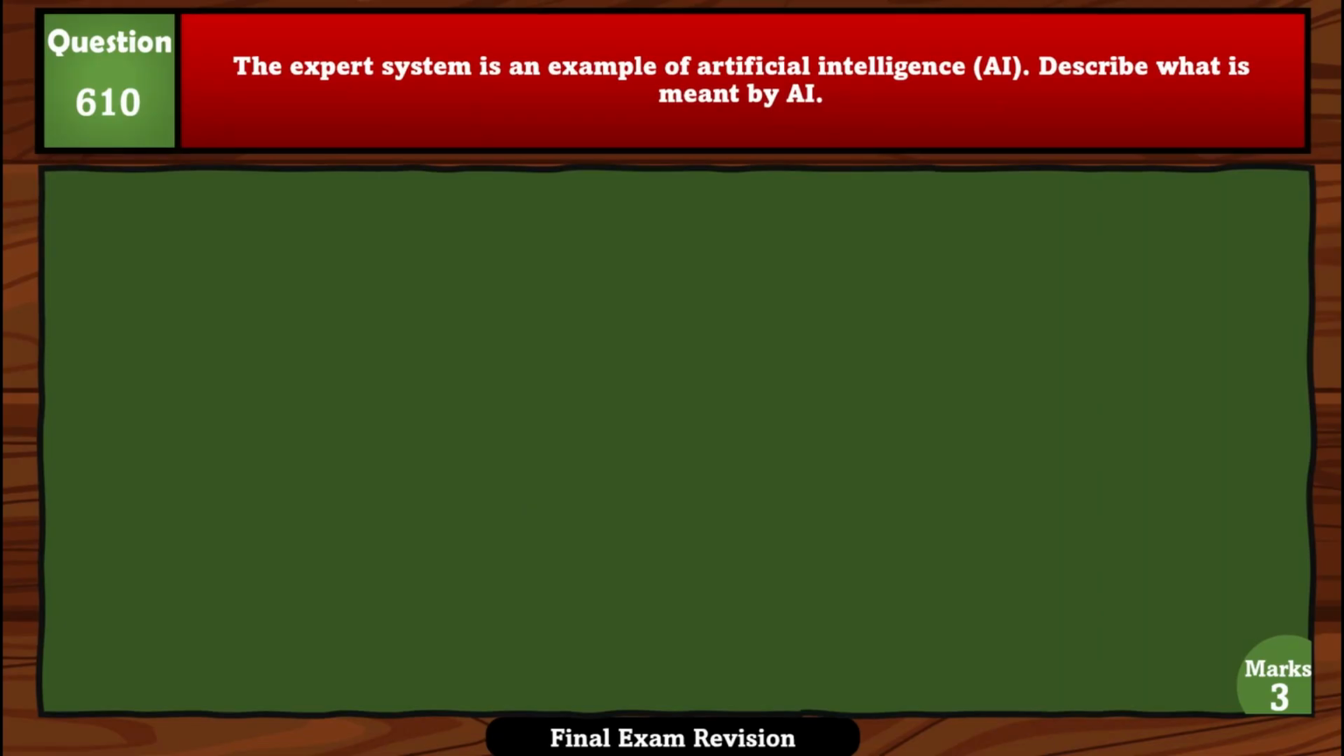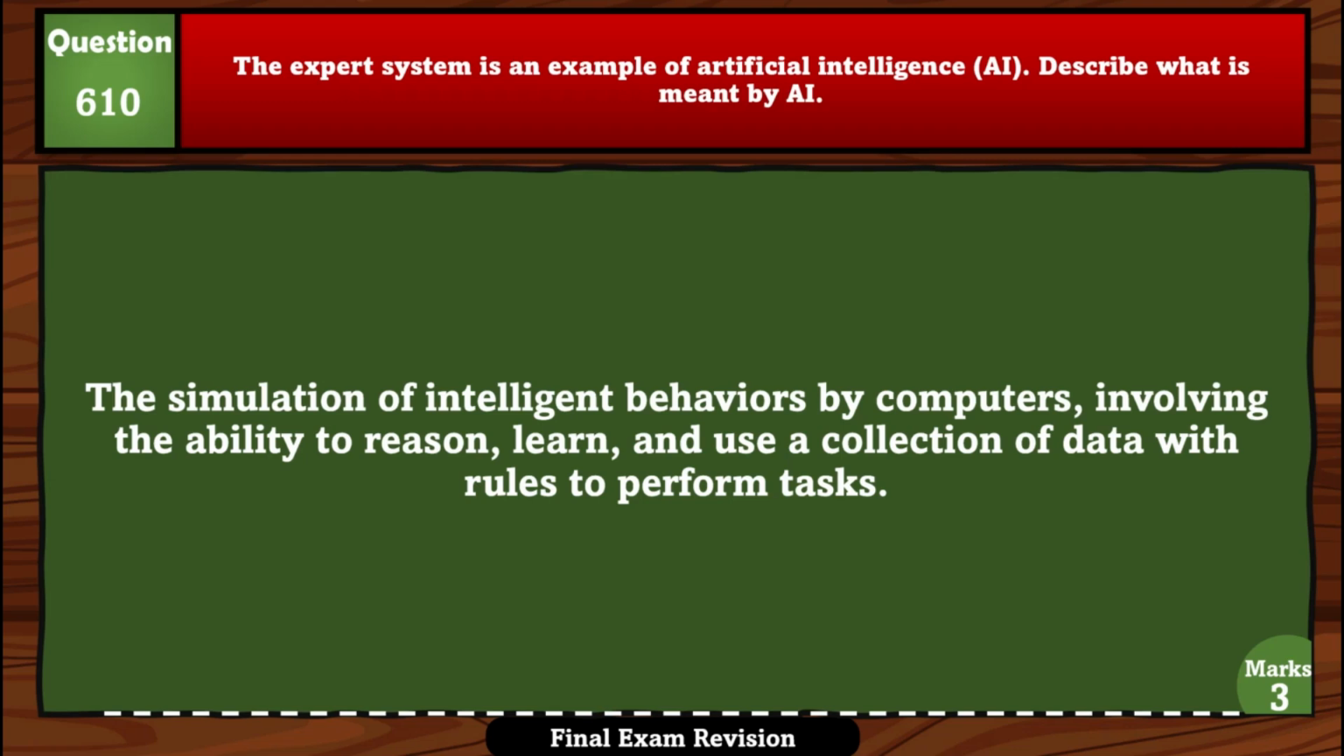Question 610. The expert system is an example of AI. Describe what is meant by AI. The simulation of intelligent behaviors by computers, involving the ability to reason, learn, and use a collection of data with rules to perform tasks.